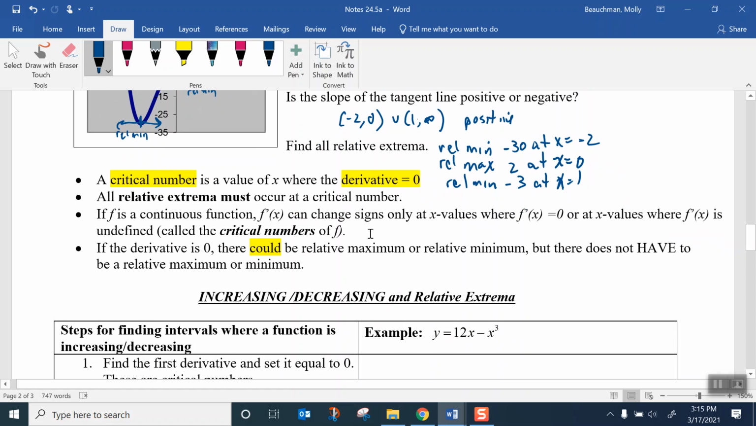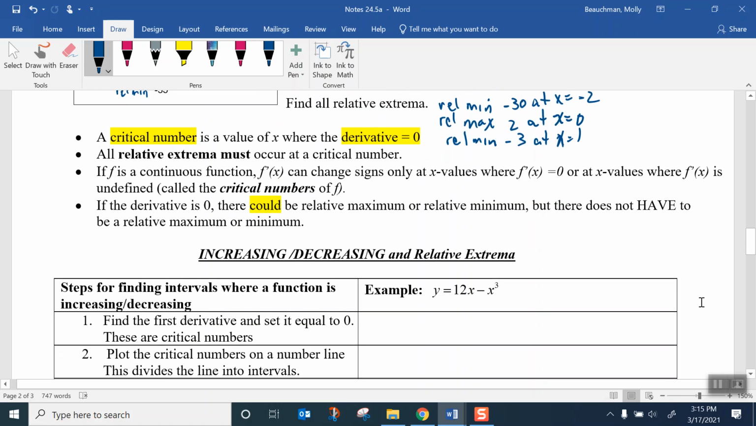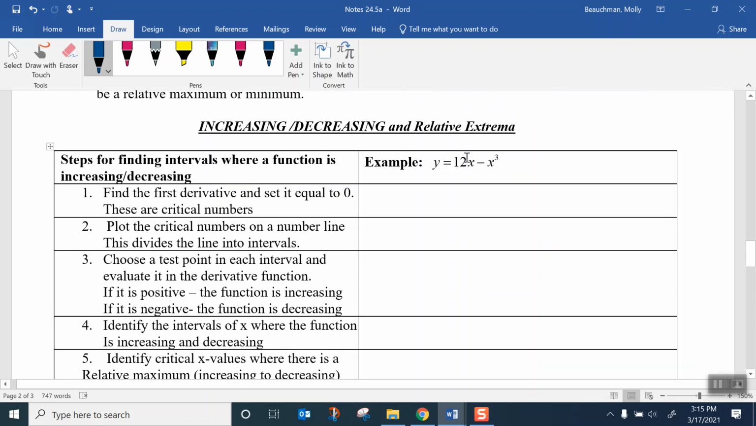If f is continuous, then the derivative can change sign only at x values where f prime of x equals 0, or at x values where f prime of x is undefined, called the critical numbers of f. So the critical numbers are the values of x where your derivative is either undefined or equals 0. So if the derivative is 0, there could be a relative max or minimum, but there doesn't have to be, so we have to check. So what we do usually is find increasing, decreasing, and relative extrema all at the same time.